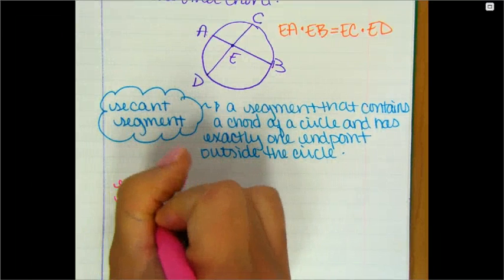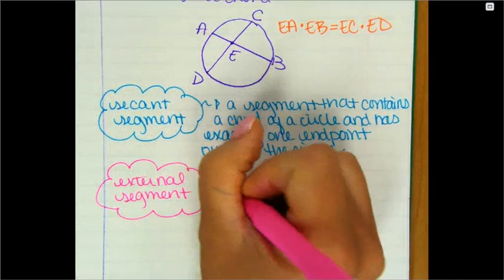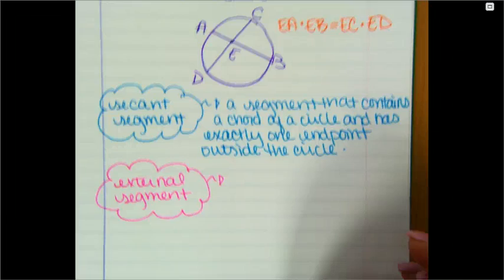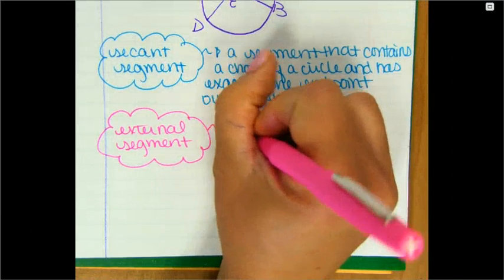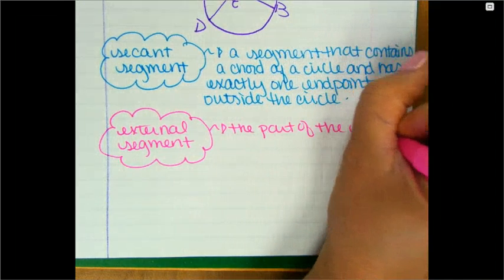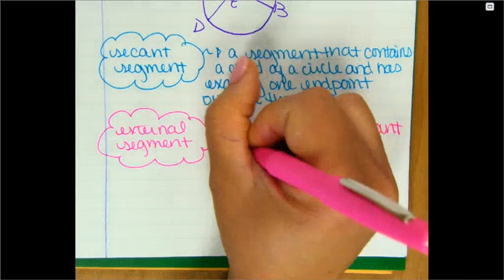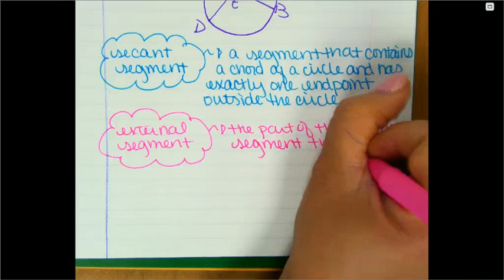External segment. What does external mean? Outside. What are we going to be outside? Outside of what? Outside of the circle. It is the part of the secant segment that is outside the circle.